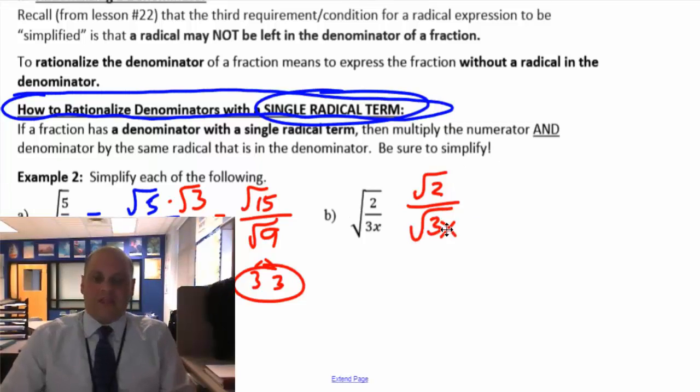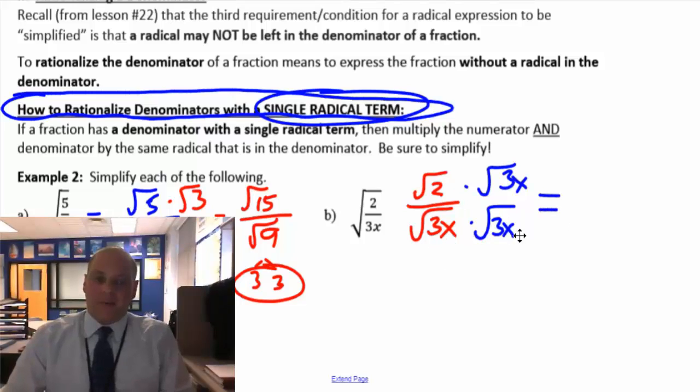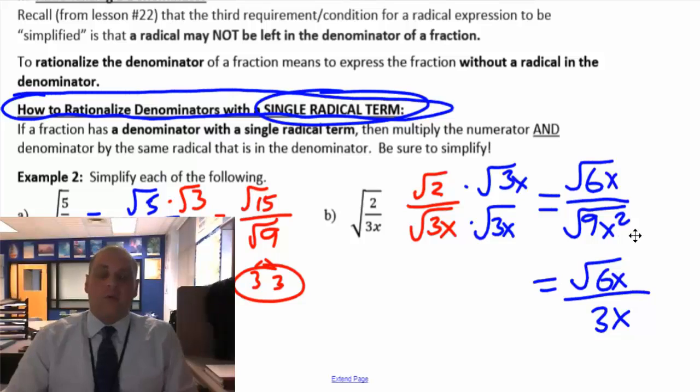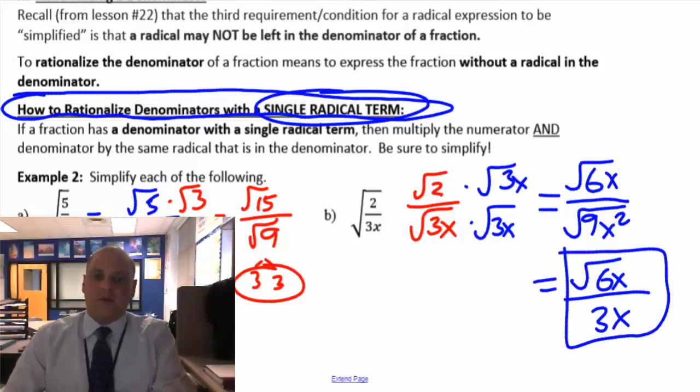So again, we want to get this to be a perfect square, so multiply by itself. We don't care about the top. Whatever's there is there. It's the denominator. Because now I have square root 9x squared. That's a perfect square. This is square root 6x. And then this simplifies to 3x on the bottom. Square root of 9, square root of x squared. Just by simplifying it down by the methods that we learned in another lesson.